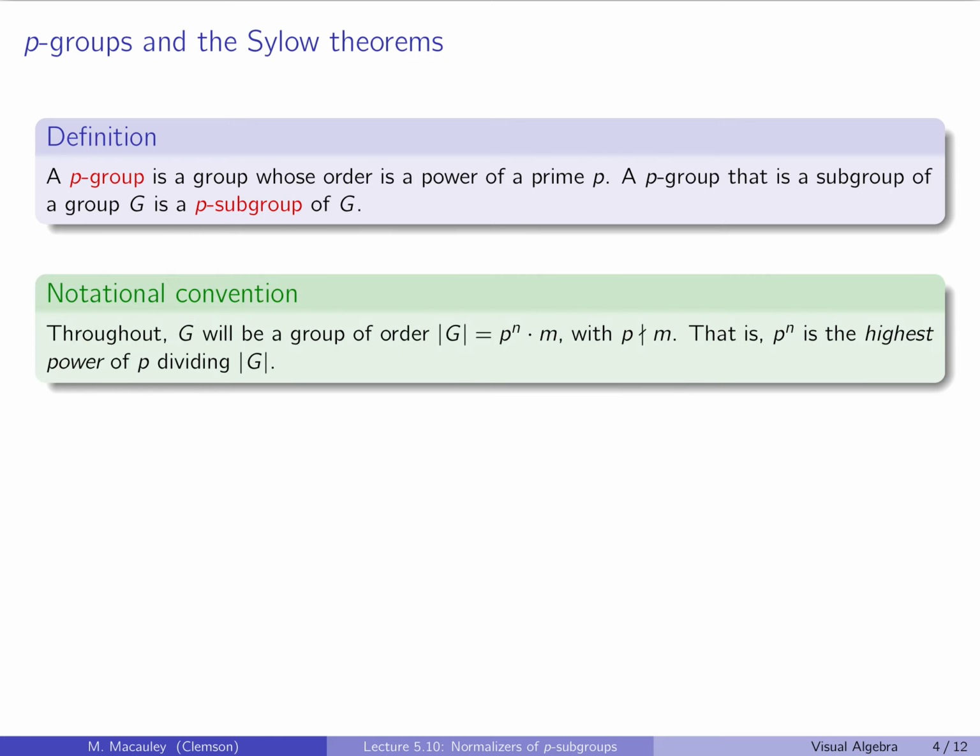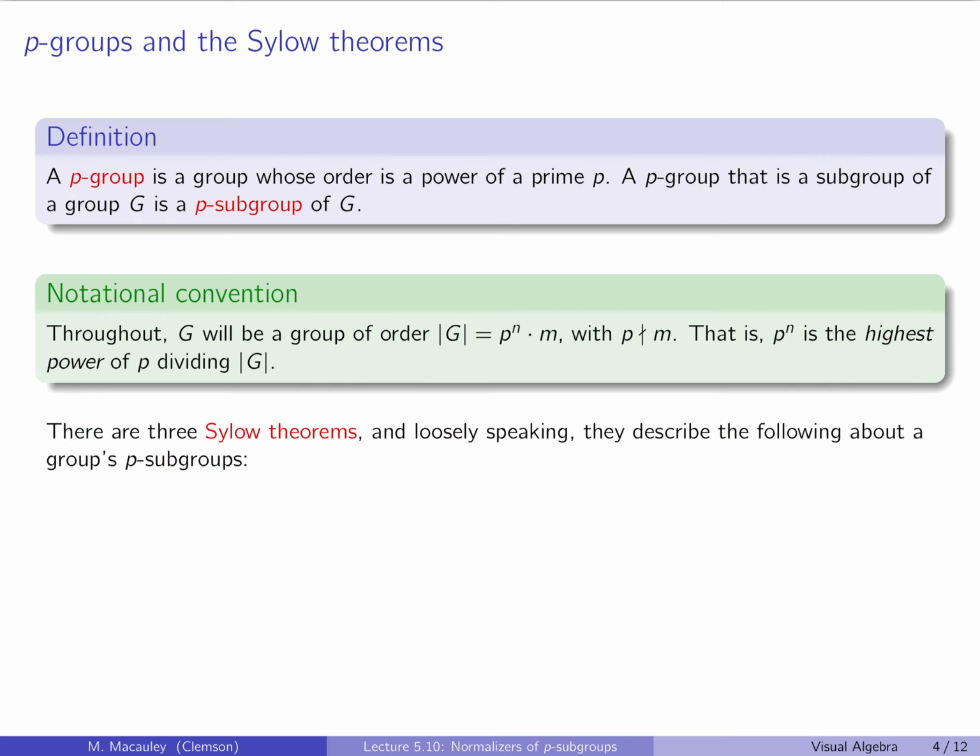Here's a notational convention that we will use throughout this lecture and the following two. We will assume that G is a finite group of order p to the n times m. And anytime we write this, we will assume that p does not divide m. In other words, p to the n is the highest power of p that divides the size of the group. Generally, we will pick a prime that divides the size of the group and isolate that like this. We might do this for several different primes.